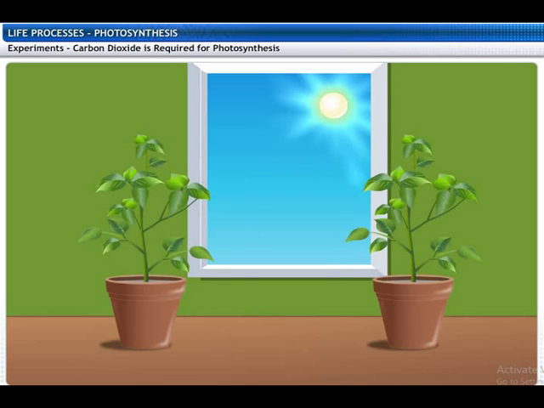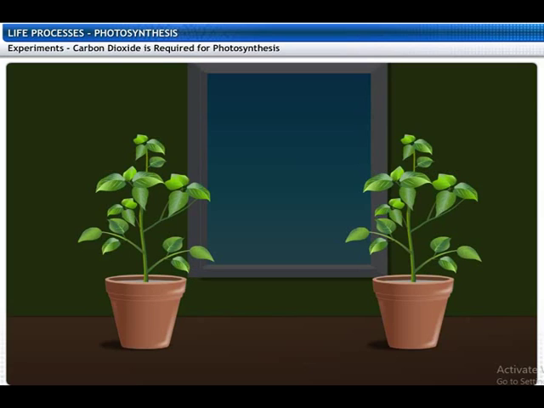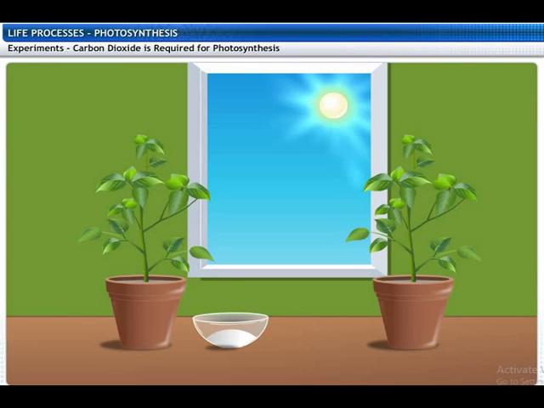Let's carry out an experiment to prove that carbon dioxide is vital for photosynthesis. Take 2 healthy potted plants of the same size. Keep the potted plants in a dark room for 3 days. Now, place a watch glass containing potassium hydroxide beside one of the potted plants. Potassium hydroxide is used to absorb carbon dioxide.